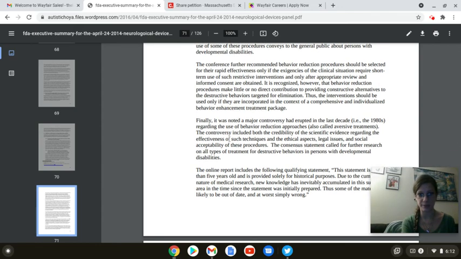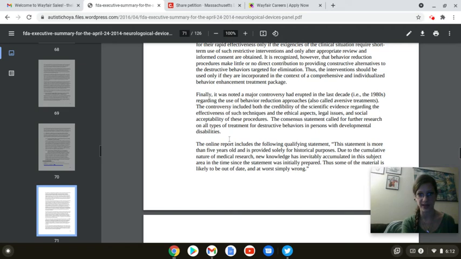Finally, it was noted a major controversy had erupted in the last decade, i.e., the 1980s, regarding the use of behavior reduction approaches, also called aversive treatments. The controversy included both the credibility of the scientific evidence regarding the effectiveness of such techniques and the ethical aspects, legal issues, and social acceptability of these procedures. The consensus statement called for further research on all types of treatment for destructive behaviors in persons with developmental disabilities.